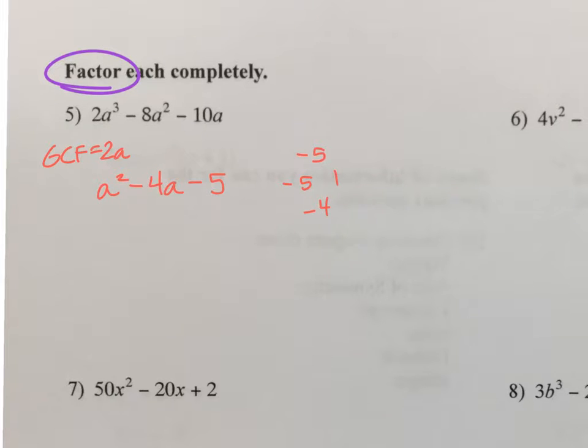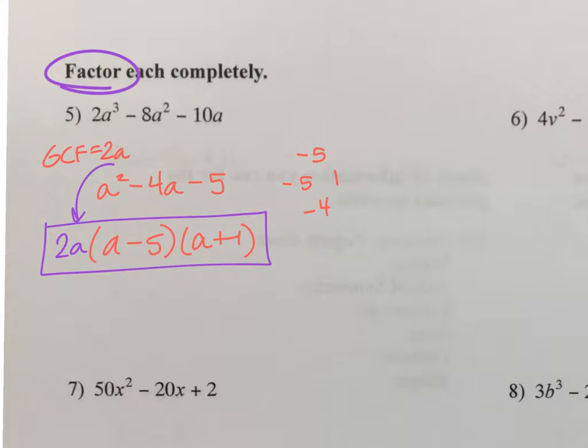Remember, those numbers, you just have to be able to pick on your own. Can't really do much for you there. So then we've got a minus 5 and a plus 1. Then we don't need to divide by anything. All we have left to do is bring this GCF down. So we have 2a in the front here.